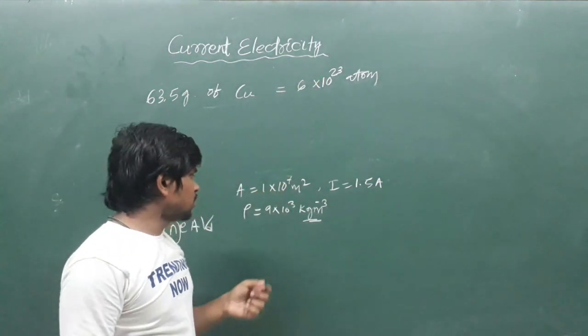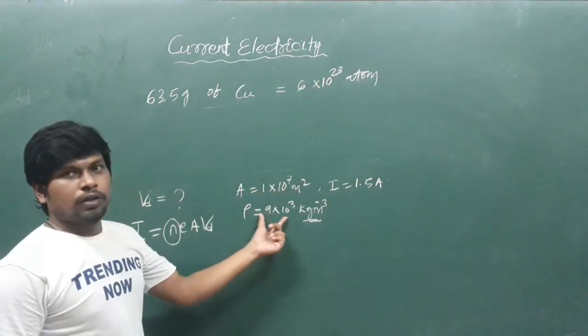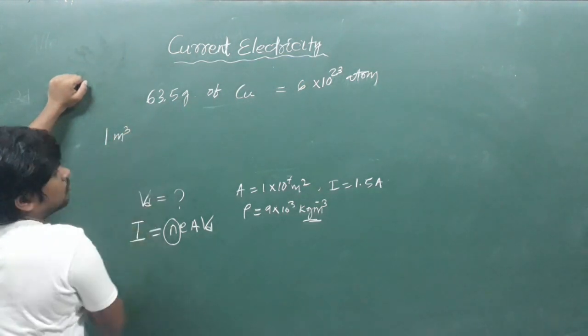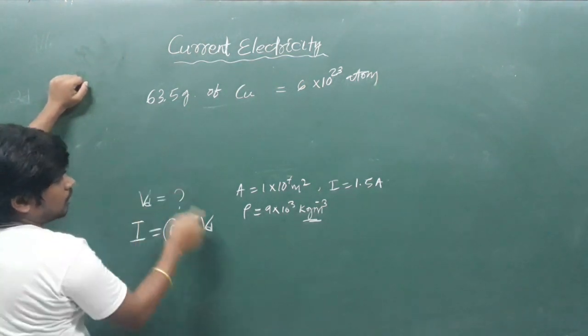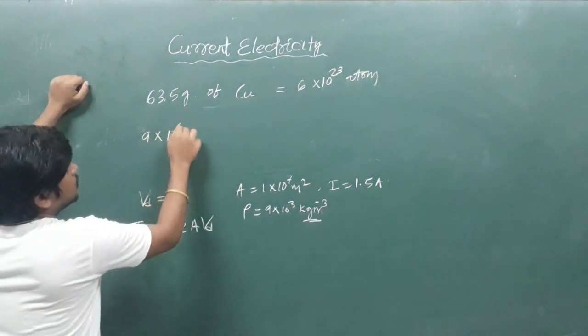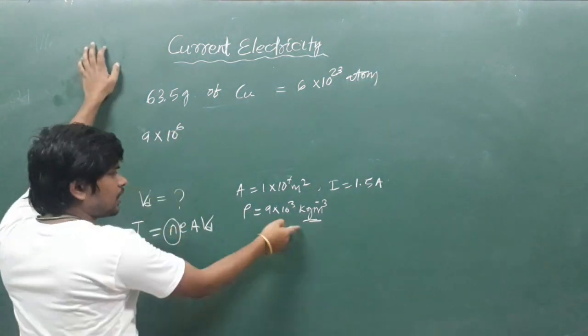Ye idhar mass kitna diya gaya hai dekho, ye that means 1 meter cube, how much this one, that is 9 into 10 to the power 6, I am converting into gram, kg into gram.